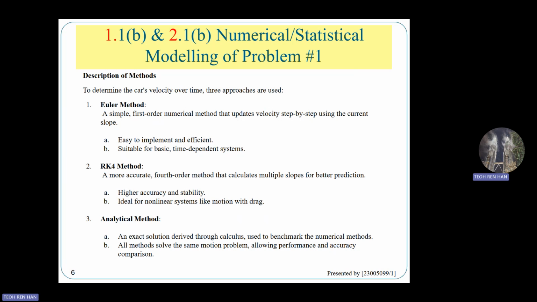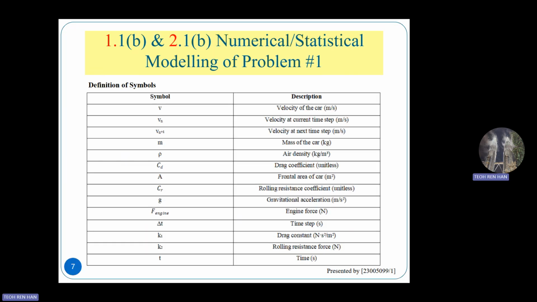Euler is simple but less accurate. The RK4 is more precise with 4 slope estimates, and the analytical method gives the exact solutions and serves as a benchmark. So these are the key variables used, such as the mass, air density, drag coefficient, and more in order to simulate the car's velocity accurately.